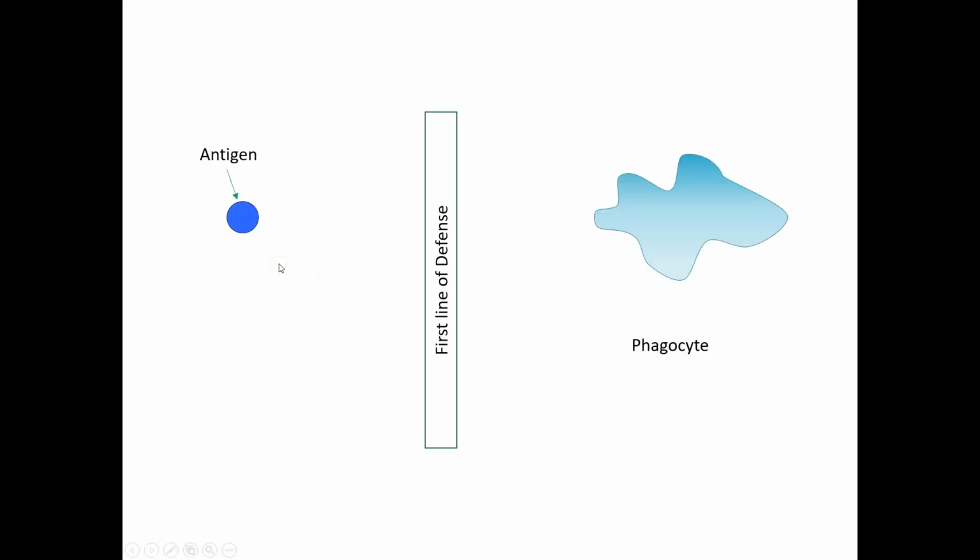Now, when we have the phagocytic response, one of the things you have to recognize first is that the antigen, represented here as this blue circle, has already made its way across our first line of defense. Let's just recall, the first line of defense is going to be your skin cells, the sweat glands with the salt, the acids in the stomach, etc. So it has to get across that first line of defense into the body, and then the phagocytosis can begin.